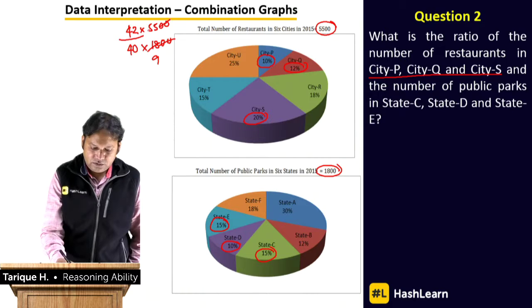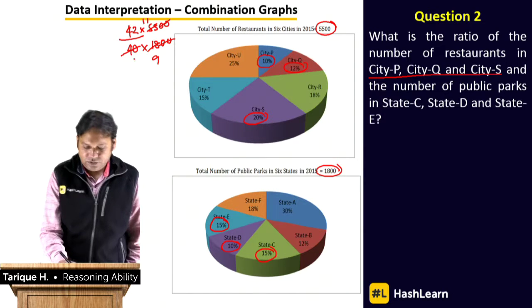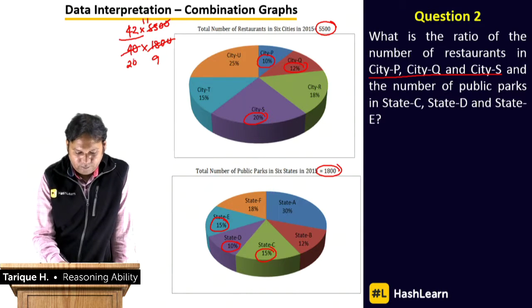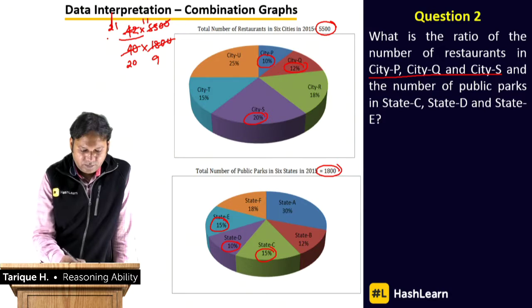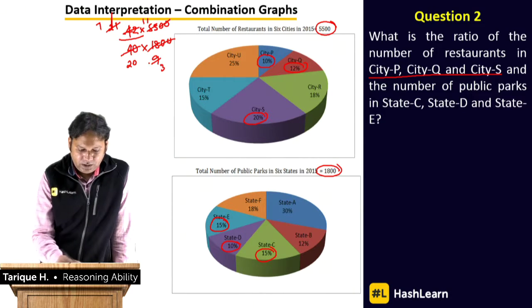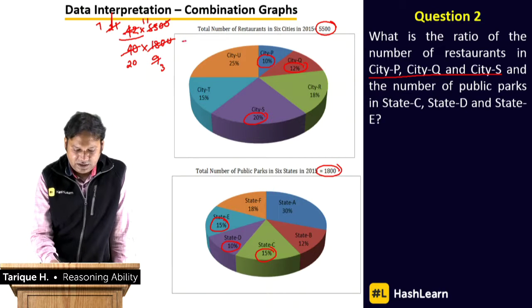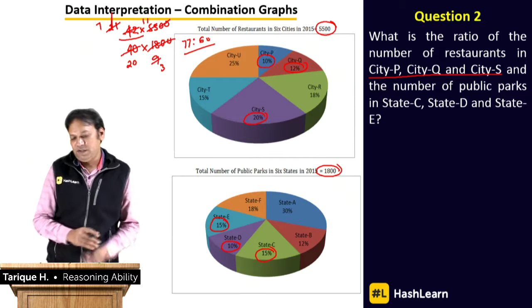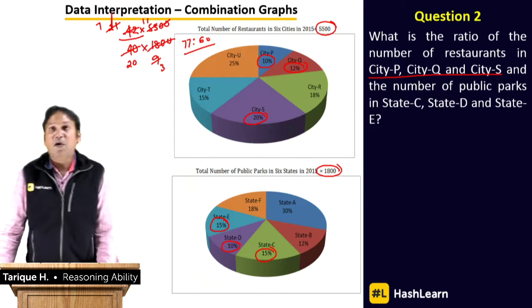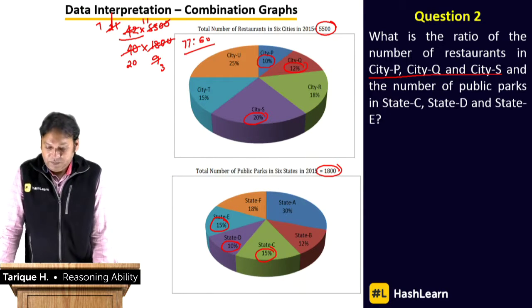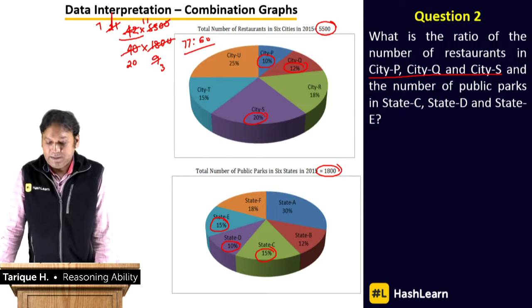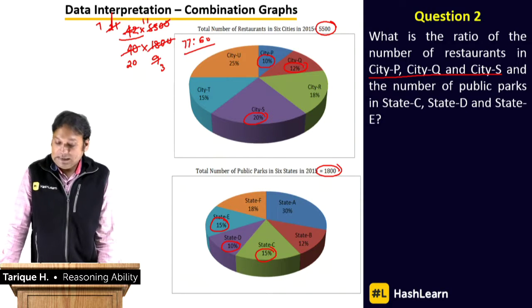2 9s are 18, 2 11s are 22, and we can cancel with 2 again. So 2 into 20 and 2 into 21. 3 into 7 and 3 into 3, and finally it's 77 is to 60. That's your answer. 77 is to 60 is the ratio of the number of restaurants in P, Q and S and the number of public parks in C, D and E.